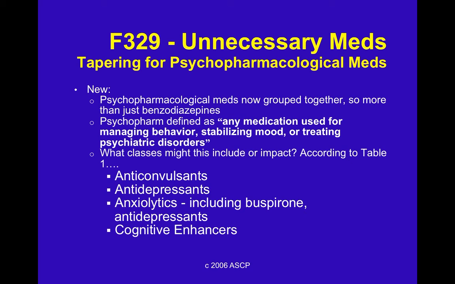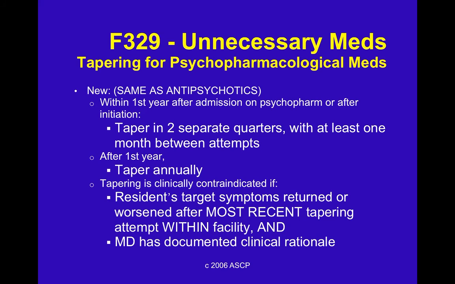There is a mention, though, that those agents, like I said, anticonvulsants, antidepressants, cognitive enhancers, we should always be evaluating, and whether or not a dose reduction should be attempted. That should be looked at within maybe 2 separate quarters, and after the first year annually. So it kind of follows the same rules and regulations of antipsychotics.